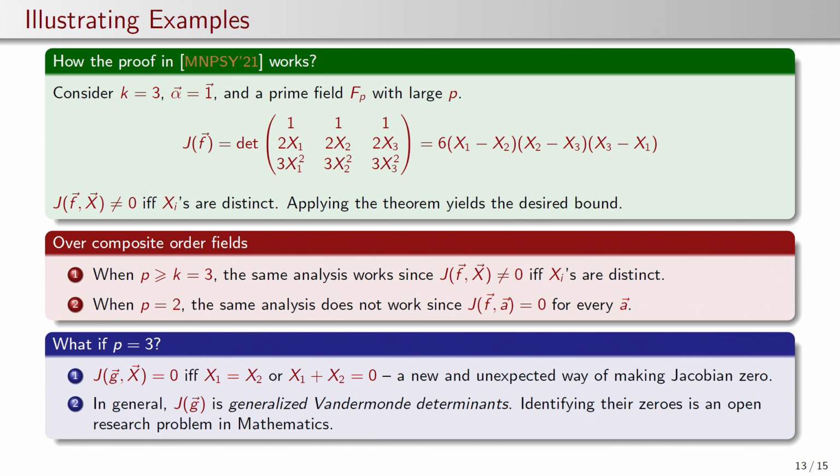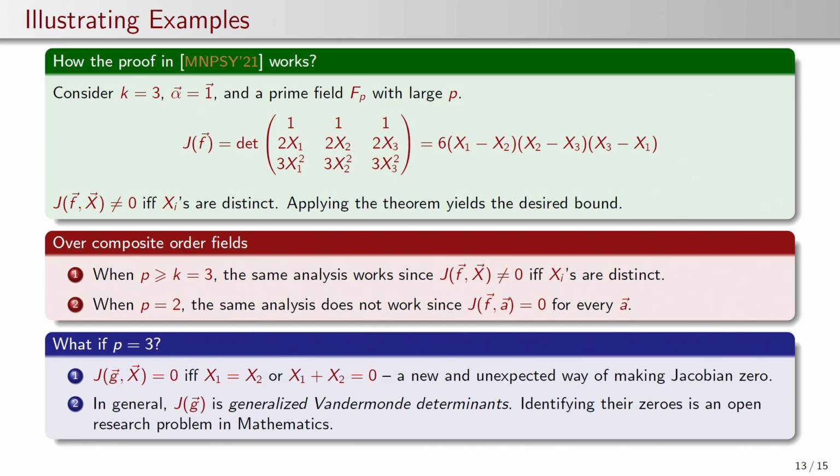And now, what if the characteristic equals 3? The determinant equals 0 when x1 equals x2, or when the sum of the 2 variables equals 0. And for the last equation, x1 plus x2 equals 0, this is a new and unexpected way of making the Jacobian 0. So it's not exactly the same analysis there. In general, the Jacobian matrix is a generalized Vandermonde matrix. Okay. And identifying the zeros is an open research problem in mathematics.